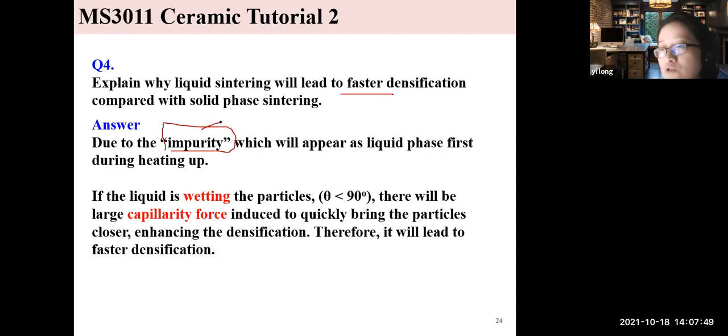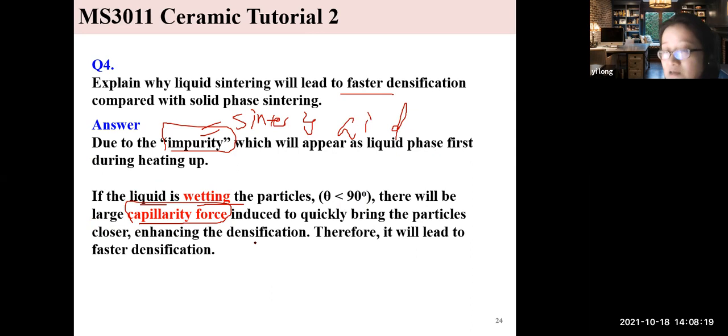Some students know it's a sintering aid. Some books call the sintering aid something that helps the sintering happen faster. Okay, the sintering aid appears as a liquid phase first during heating up, right? If the liquid is wetting the particles, so theta is less than 90 degrees, there will be a large capillary force induced to quickly bring the particles closer, enhancing densification. So therefore, it will lead to faster densification.